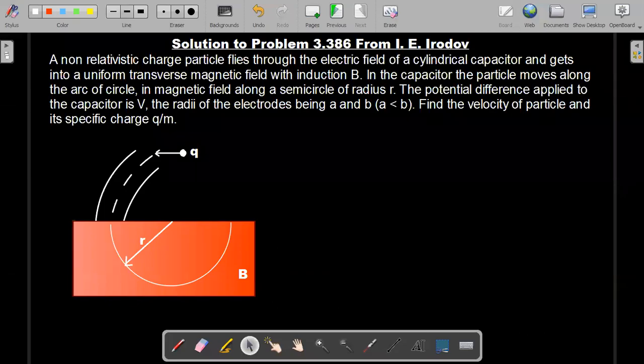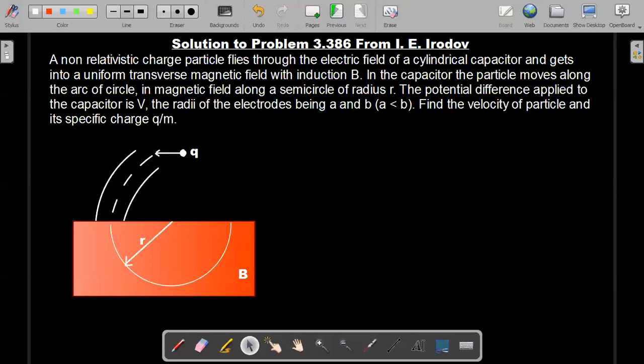Hello students, one more problem from IE Erudo of the same chapter, and this is problem number 3.386. Again a very good question, a combination of motion in electric field and further motion in magnetic field. As you can see in the figure and also in the text part, a charged particle which is non-relativistic, that is, you have to ignore the special theory of relativity in this question.